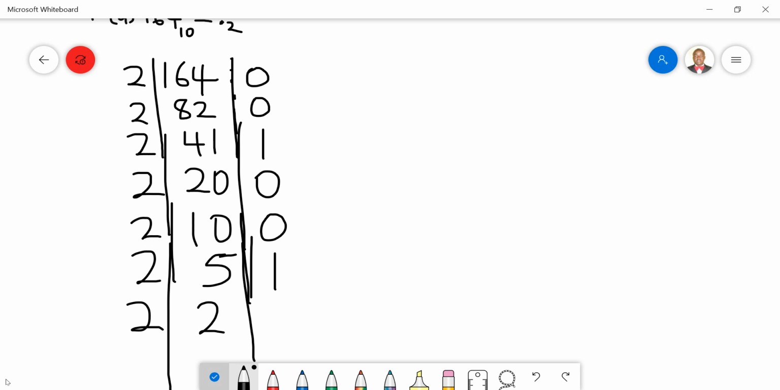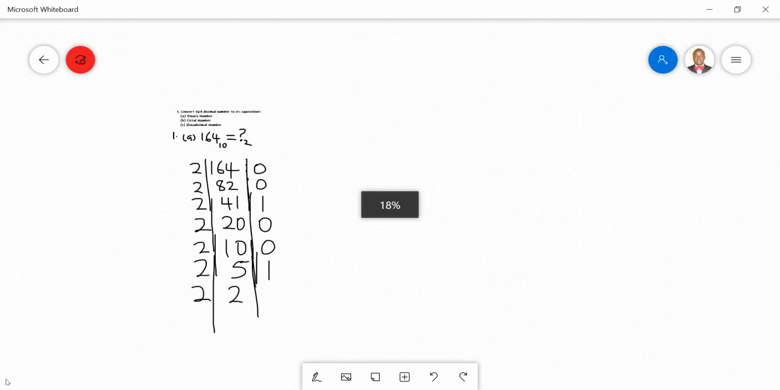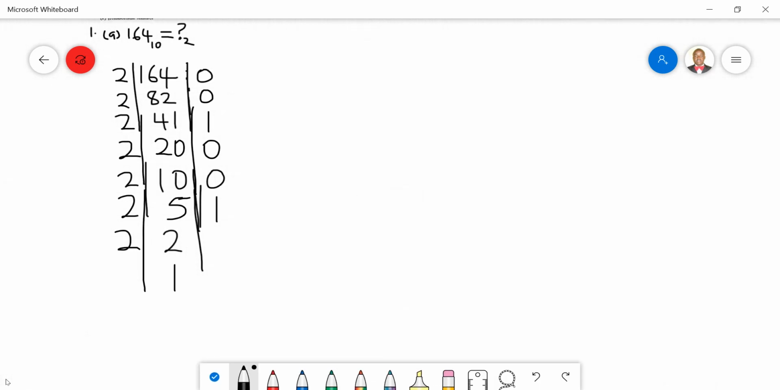2 goes how many times into 2? It goes 1. Does it leave a remainder? No. And 2 goes how many times into 1? It goes 0 comma something. So we say until we get 0 we will stop. So here the remainder is 1.